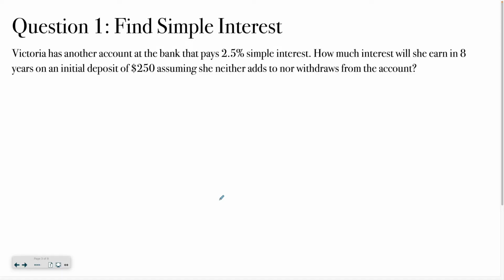And here's another problem where I want you to try this problem on your own. Okay, Victoria has another account at the bank that pays 2.5% simple interest. How much interest will she earn in 8 years on an initial deposit of $250, assuming she neither adds to nor withdraws from the account? Good luck.